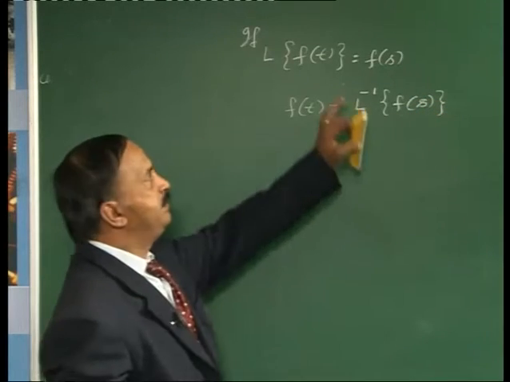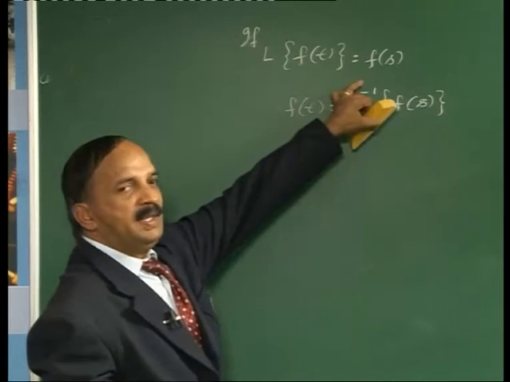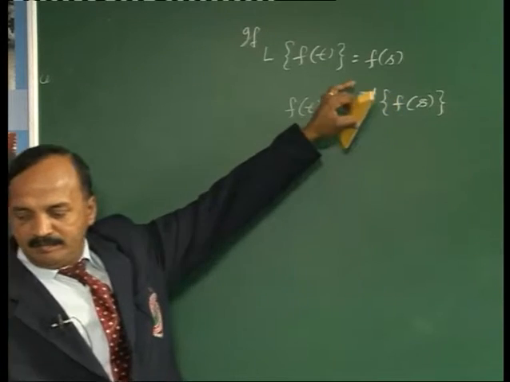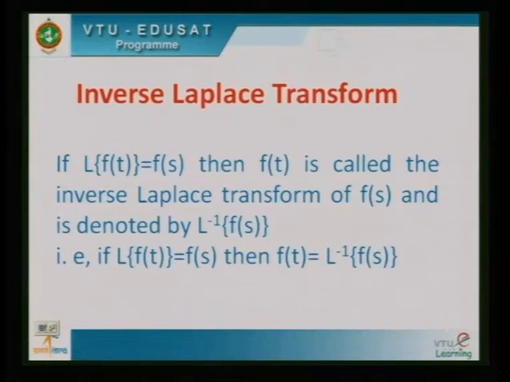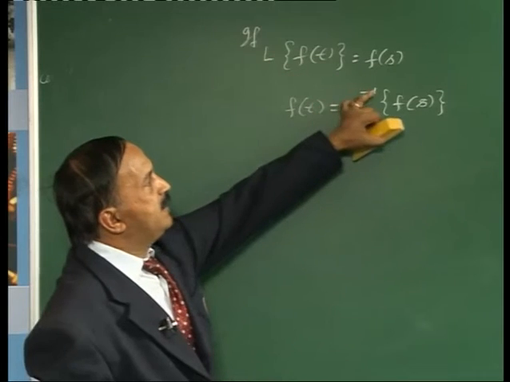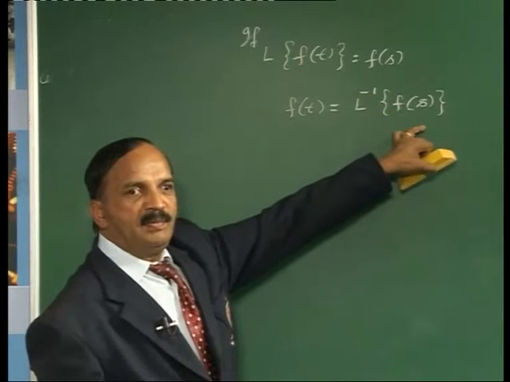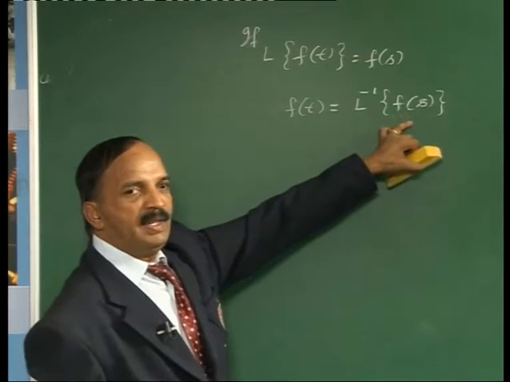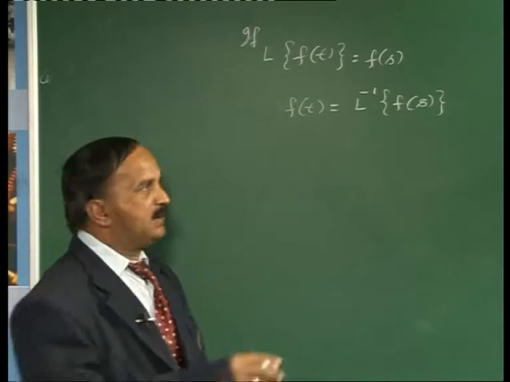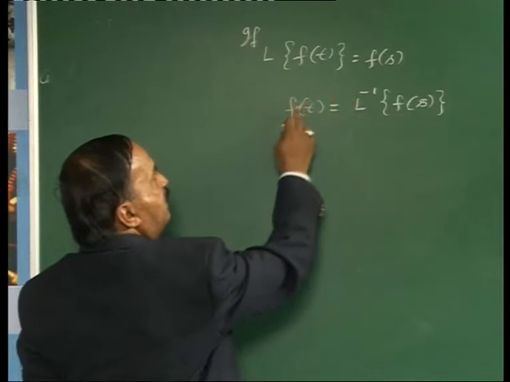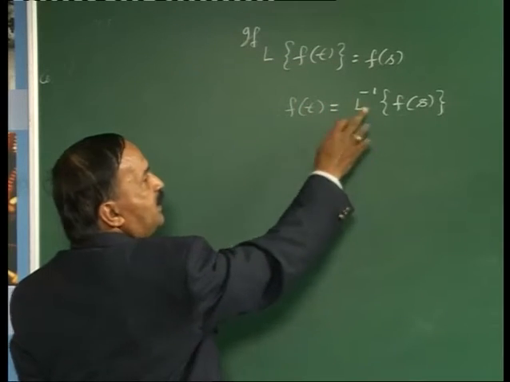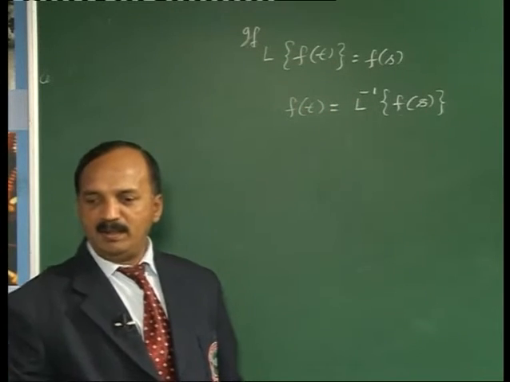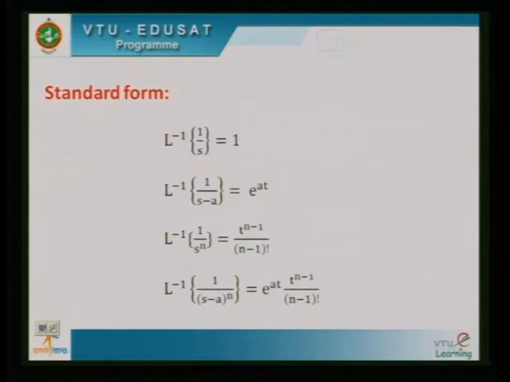This is the definition. So if L of f of t equal to F of s, then f of t is called inverse Laplace transform of F of s and is denoted by f of t is equal to L inverse of F of s. That means if L of f of t equal to F of s, then f of t is equal to L inverse of F of s. By using this definition, we can write here standard forms, that means standard results.